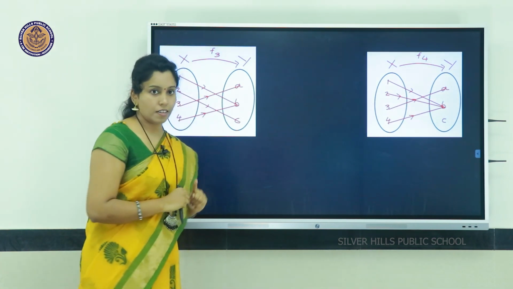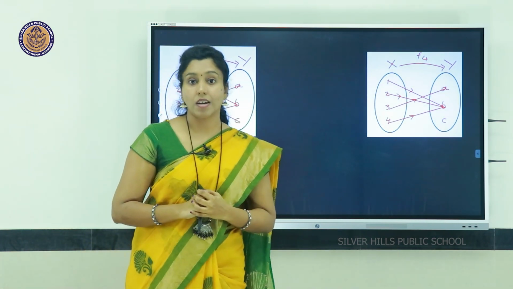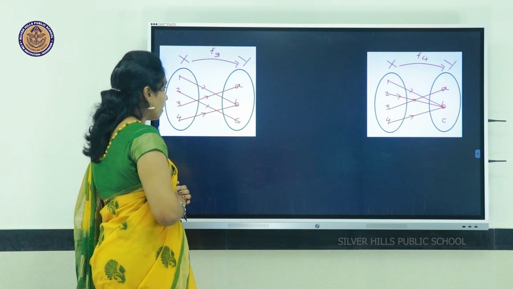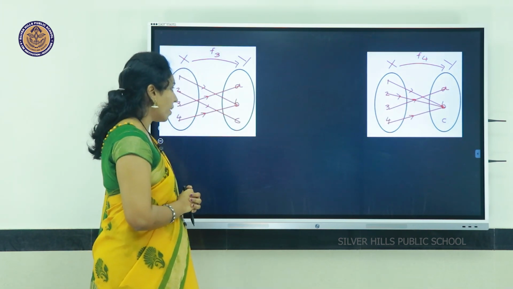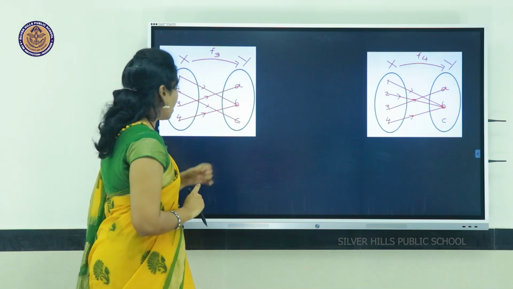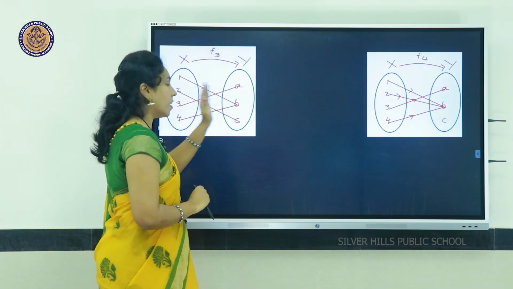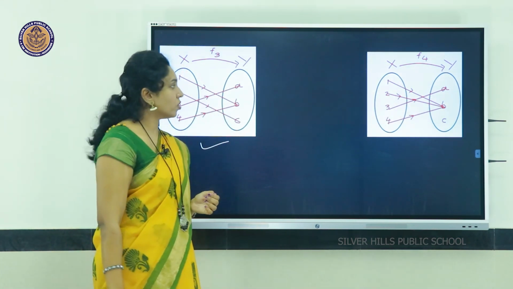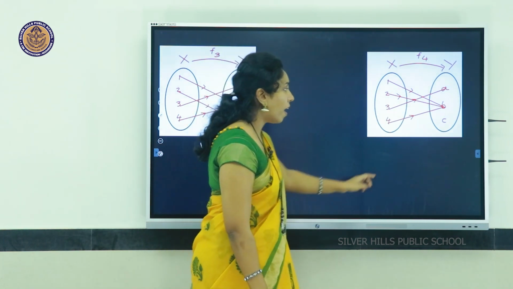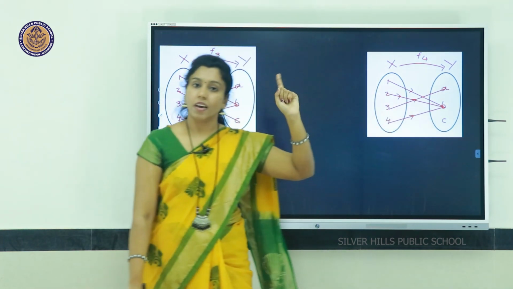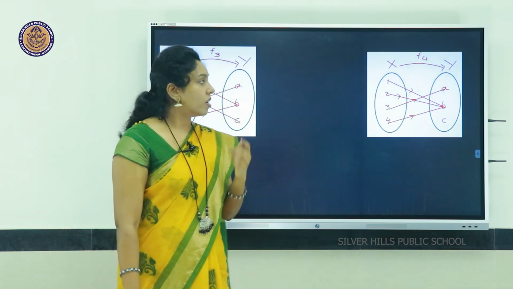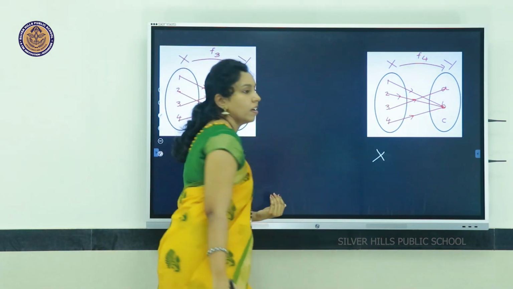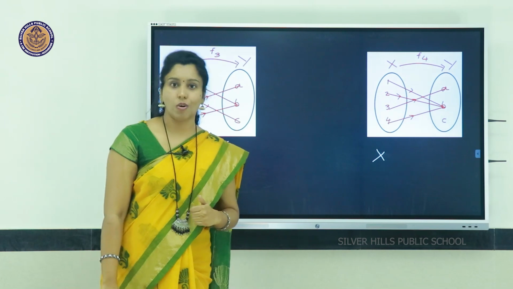Now just identify which of these functions are onto. Look at the first one. You have a function here. Just look at the second set, Y. 3 members are there, A, B, C, and each member is an image of some member in the first set. So this is an onto function. Now what about this one? You have a member C in the second set Y, which does not have a pre-image. So we will conclude this is not an onto function. The first one is an onto function.